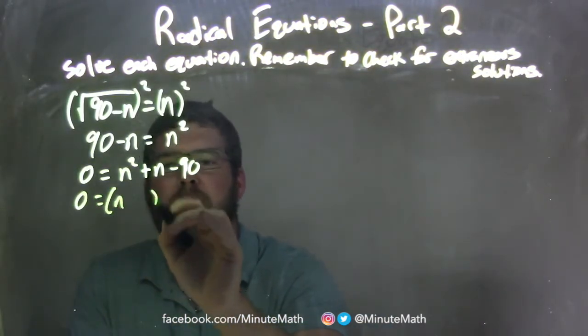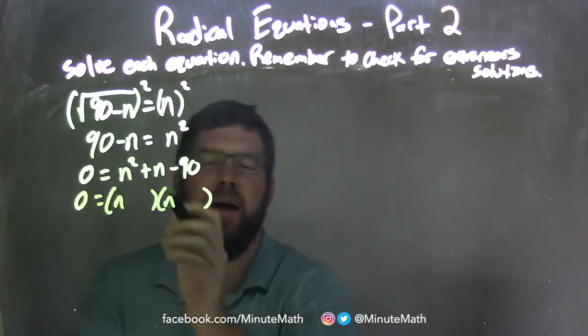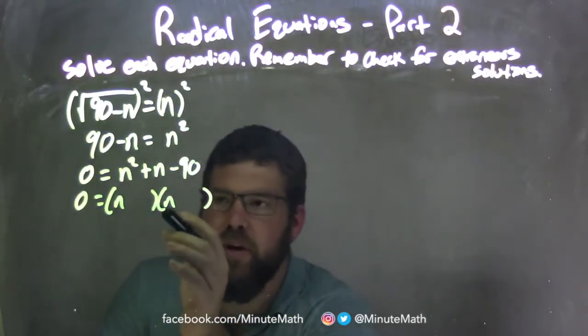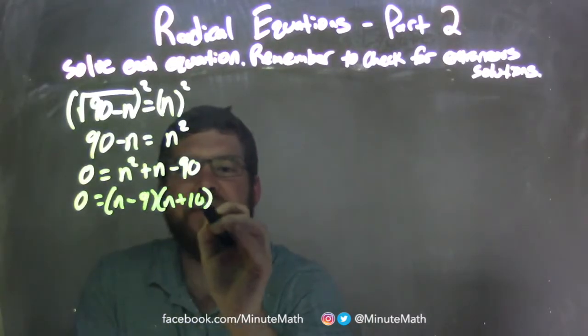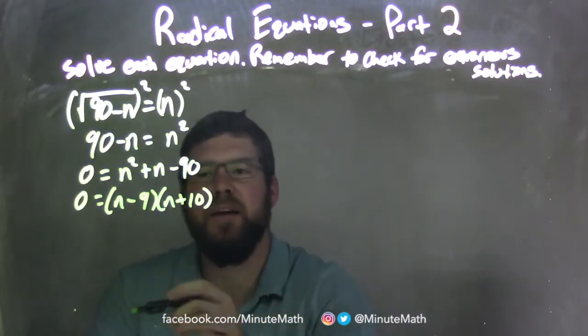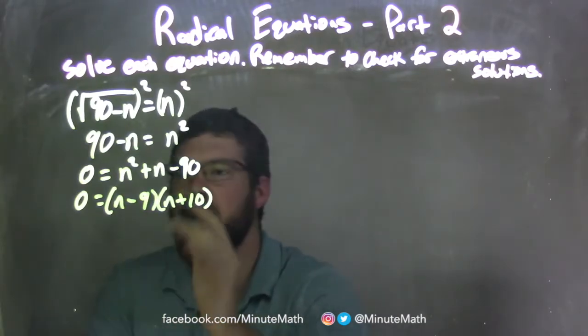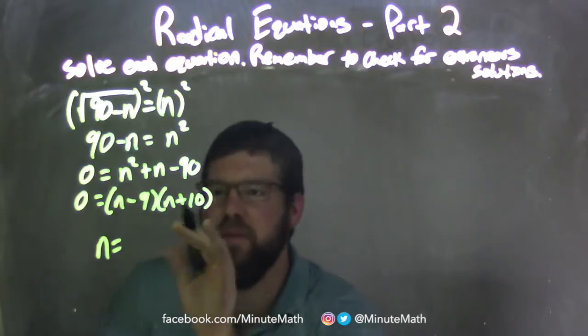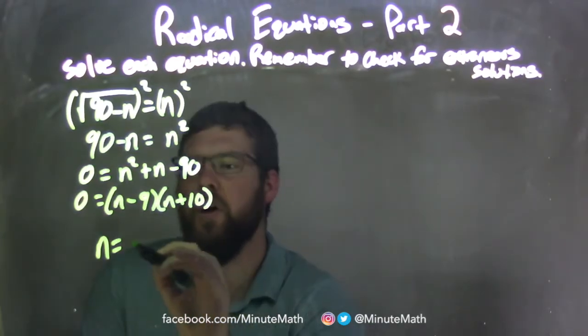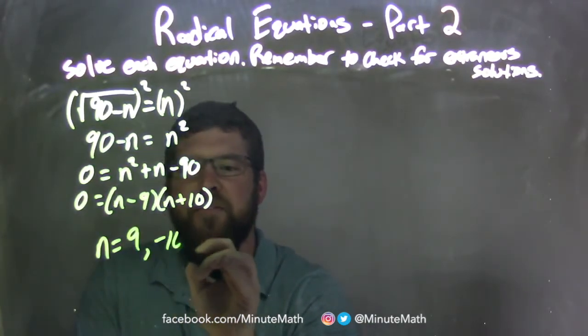All right. What two numbers multiply to be negative 90 but add to be 1? What's in front of the n? And that's a negative 9 and a positive 10. Right? Negative 9 times 10 is negative 90. Add them together, get positive 1. So with that, I know my two solutions because I set both of these parentheses equal to 0, right? And solve. I have n equals positive 9 and negative 10.